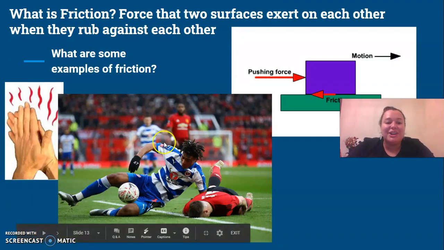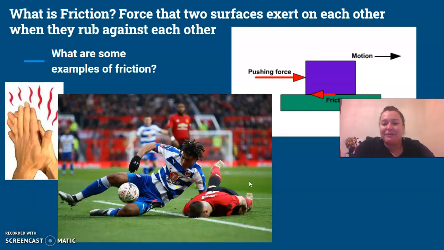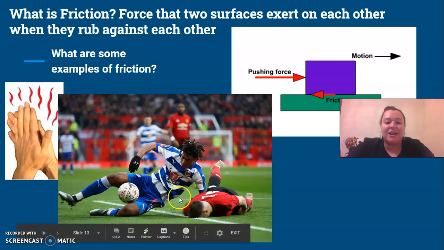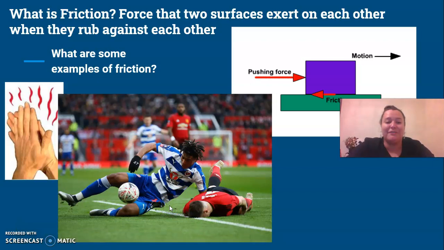I put this picture here to show you friction because I thought it was really funny. If any of you have been playing on the turf before, you've had turf burn. That is a result of friction. And this person here would get major turf burn on their face because of the friction of their face on the ground.